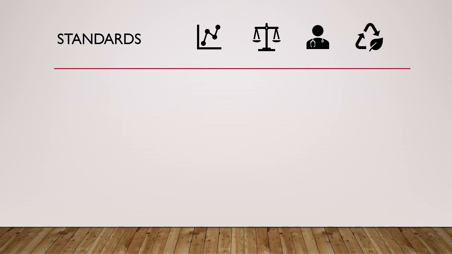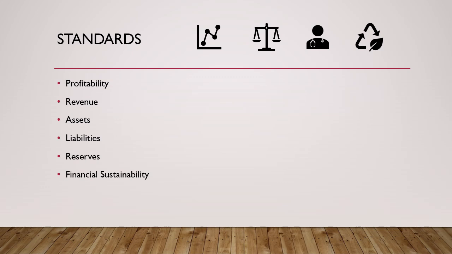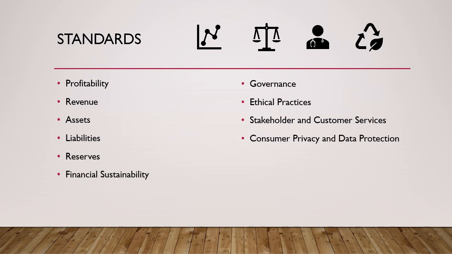In a financial audit, these standards might include things like profitability, revenue, assets, liabilities, reserves, and financial sustainability. In a compliance review, we may again see financial items, but we're more likely to also see things like governance, ethical practices, stakeholder and customer services, consumer privacy and data protection, and policies and reporting. The ESG reporting standards include much of what we've just highlighted, but adds environmental and social sustainability assessments.